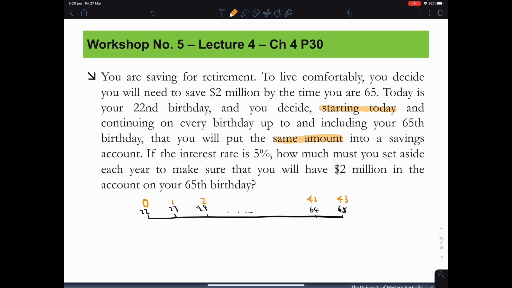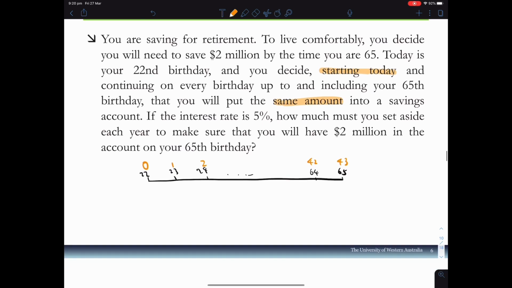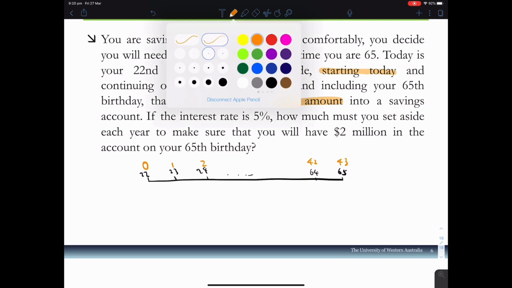And that's how you draw a timeline, right? If you're not comfortable with doing it, we're just saying, okay, 65 and 22, that would be 43 years. So if you look at the orange writing over there, that becomes a conventional timeline. And that's something I would encourage you to do. And now let's plot the cash flows there.